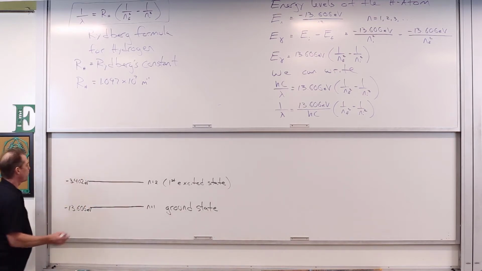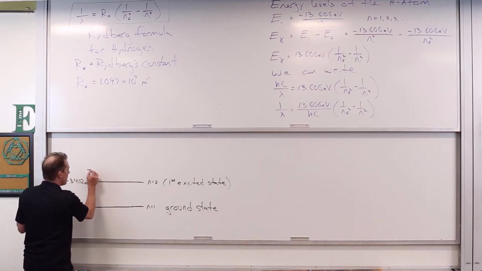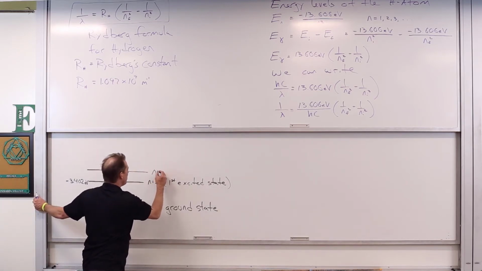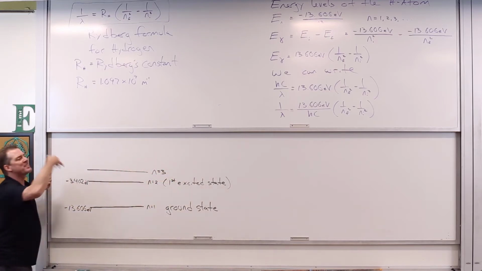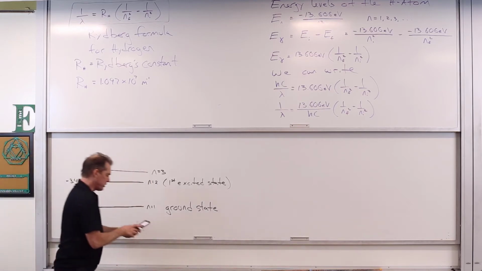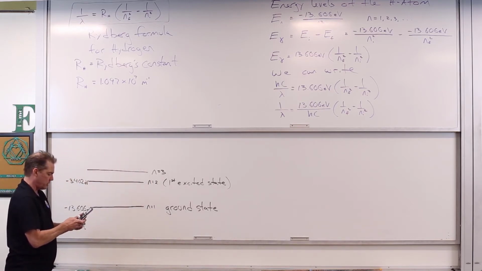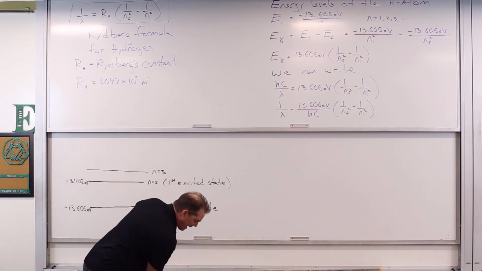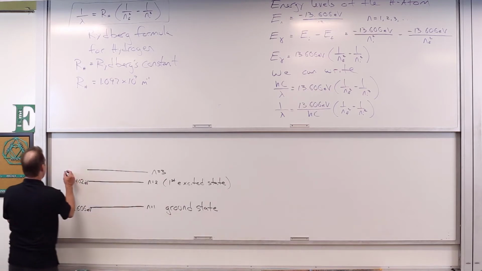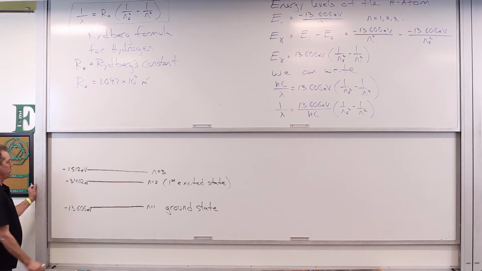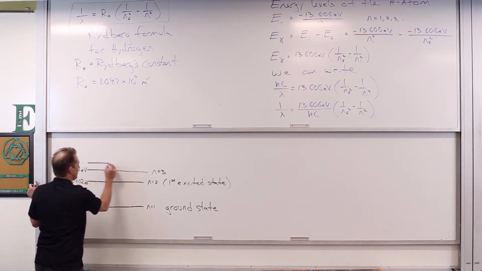And then what comes up next? Hey, the n equals 3. The n equals 3 state ends up being closer to the n equals 2 because it's going as 1 over n squared. We could call it the second excited state, but eventually we just say it's the n equals 1 state, n equals 2 state, and so on. So this one is 13.606 divided by 3 squared, which gives us negative 1.512 electron volts. And then we've got the n equals 4 state.